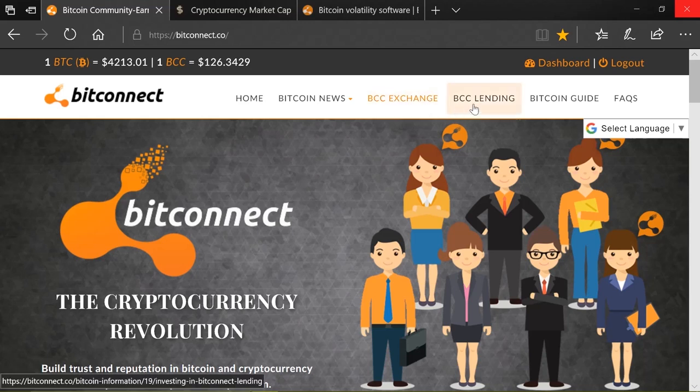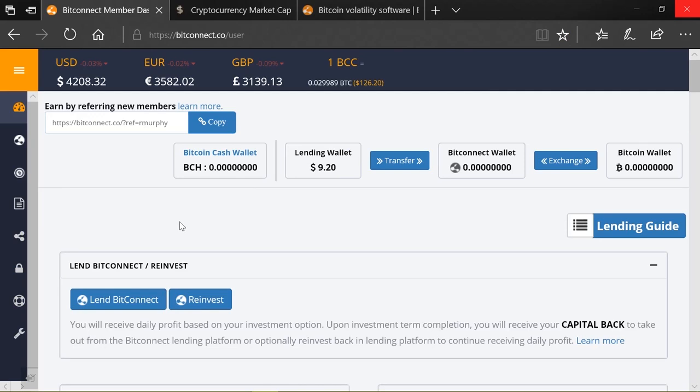So you go to the login area, type in the username that you've created, and you will come to this page. So let's start from the beginning. At the top you've got the 3 denominated currencies.